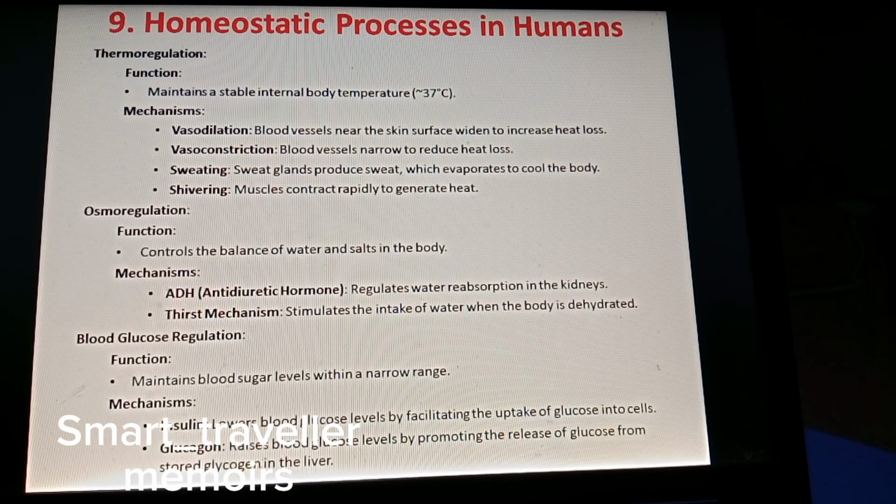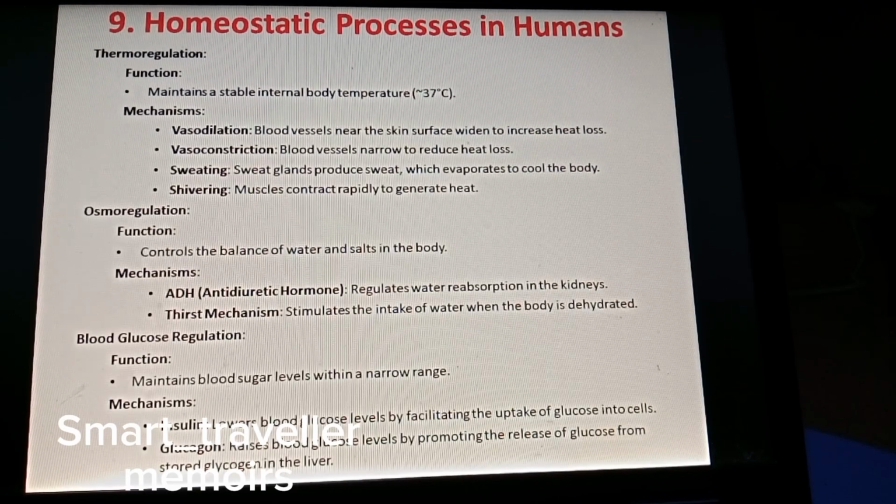Blood glucose regulation. Function: maintain blood sugar levels within a narrow range. Mechanisms: we have insulin, which lowers blood glucose levels by facilitating uptake of glucose into cells. And then we have glucagon, which raises blood glucose levels by promoting the release of glucose from stored glycogen in the liver.